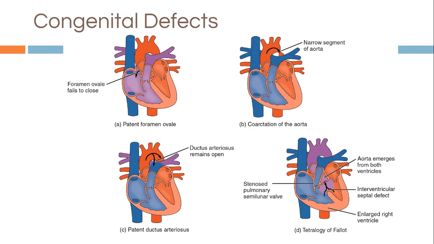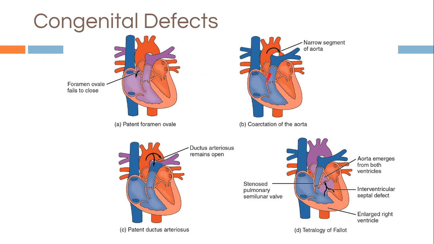These are a couple different diagrams of some different congenital defects that I wanted to show you. So remember we talked about the foramen ovale, that was the hole inside of the fetal heart that's supposed to be there. If it doesn't go away when babies are born, we call this patent foramen ovale. And so blood crosses over from the left atrium over to the right atrium, and we get this mixture of oxygenated and deoxygenated blood.